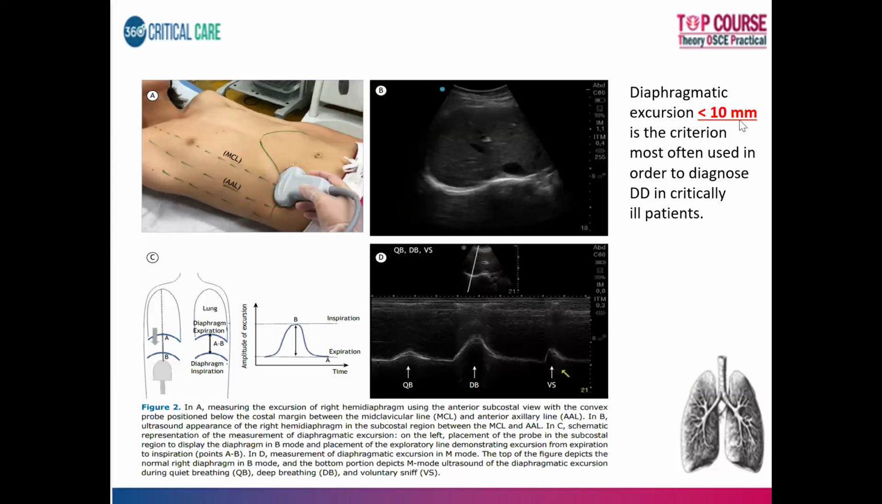Whenever you have a palsy-like picture also, you can see that the diaphragmatic excursion would have come down. If it is more than 10 millimeters, or what they say the cutoff is 1.1 centimeters, if it is more than that, probably it is normal. If it is less than 10 millimeters, definitely it is an indication of diaphragmatic dysfunction.